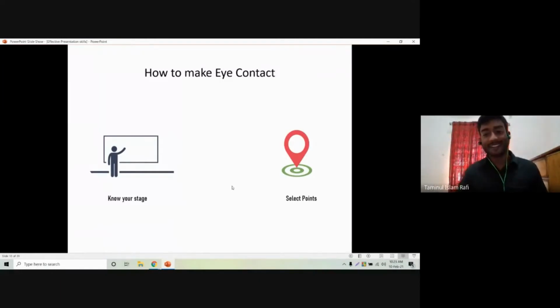Okay, the next point is select points. You can select some points of your presentation room. When you point like here, one point at the end of the room, and another point is this room, and you are presenting like here, and you are watching once in your left and watching once in your right. So the people think that you are covering the whole area of the presentation room. Then it will bring you more confidence. So these are the two tricks to make eye contact during any presentation.